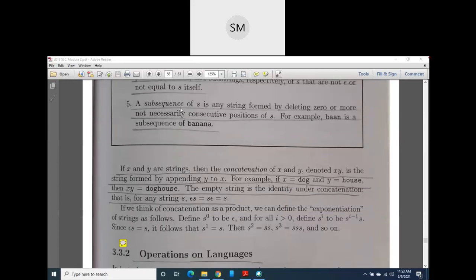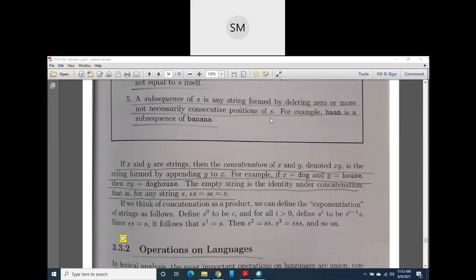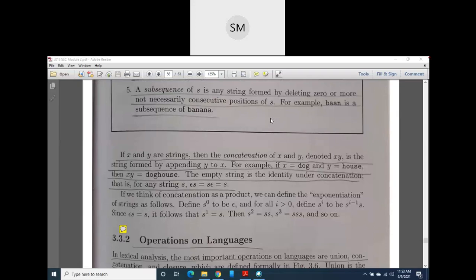And what do you mean by subsequence? A subsequence is any string formed by deleting zero or more symbols, not necessarily at consecutive positions. See, here it is not compulsory to delete the characters continuously. If you delete the first character, then you can delete the third or fourth character, and the remaining string is called a subsequence. It is not compulsory that you delete the first and second characters, or the fifth and sixth characters, not like that. There is no need to delete or remove the characters sequentially, continuously, or consecutively.